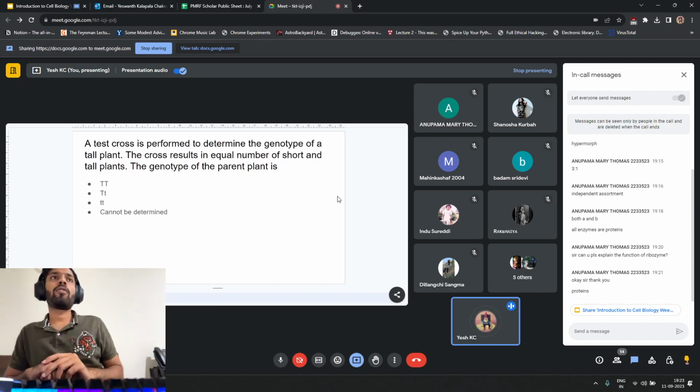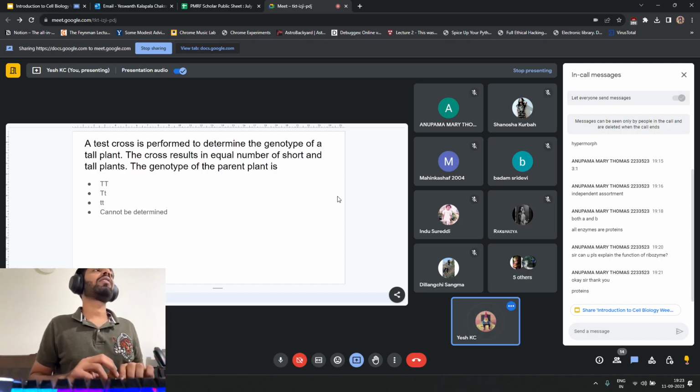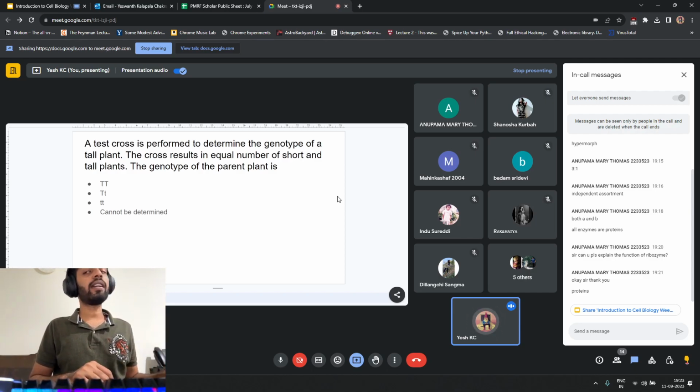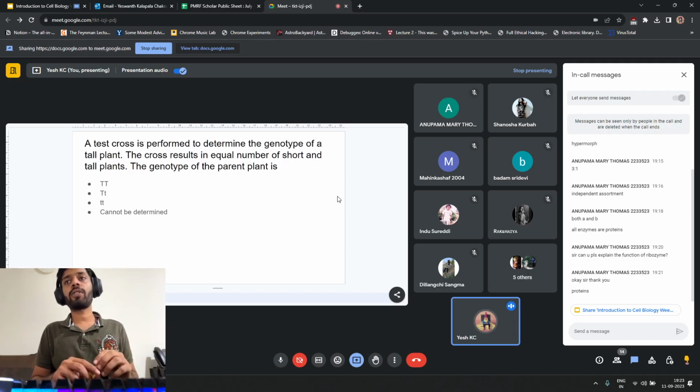So you want to know what the genotype of a plant or some other organism is, and one of the ways you can determine that is by doing a test cross. How do you do a test cross? Does anyone know?